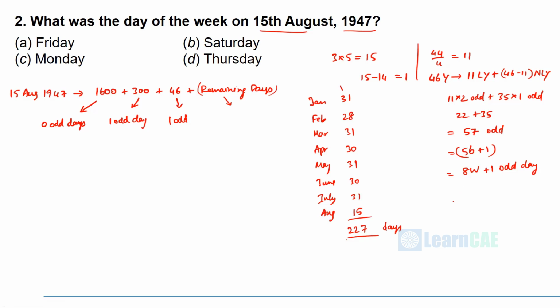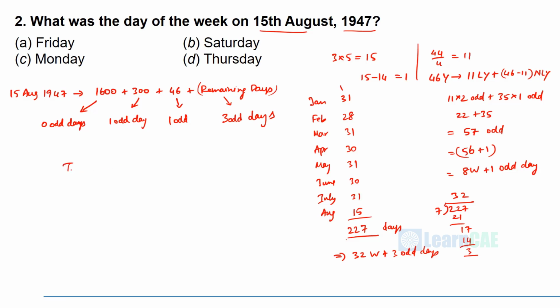So 227 can be divided by 7 to find out the remainder. 227 by 7. 3 7s are 21, 1, 7. 2 7s are 14. The balance is 3. Therefore, 227 days can be written as 32 weeks plus 3 odd days. Therefore, effectively, in the remaining days, there are 3 odd days.